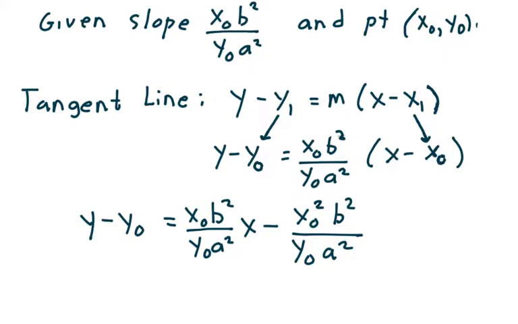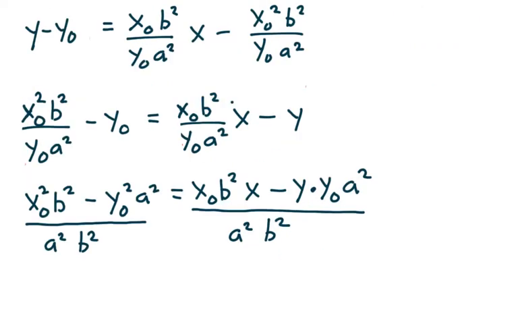Now I'm going to distribute the slope inside. And so on the last line, we end up getting y minus y sub 0 is the same as x naught b squared over y naught a squared times x minus x naught b squared over y naught a squared. And I just rewrote that up here. So we end up getting y minus y naught is the same as x naught b squared over y naught a squared times x minus x naught b squared over y naught a squared.